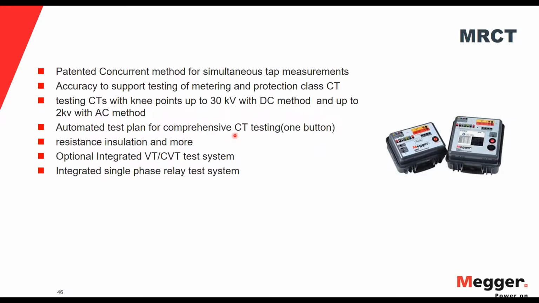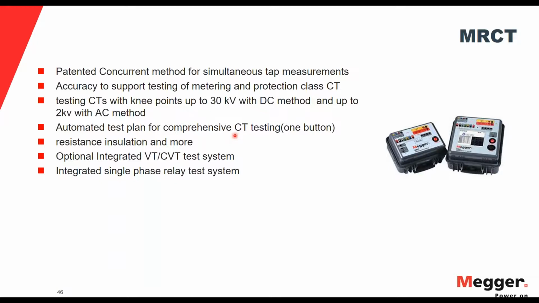Then you have the bigger brother, you can say, to the MVCT, the MRCT, which stands for multi-ratio CT testing. This tester gives you a hybrid combination between having the DC method for the saturation and an actual conventional AC method up to 2 kV. So if you want to do the actual AC saturation test, and you don't want to do the DC one, to get the extra accuracy, you can go up to 2 kV with this MRCT.